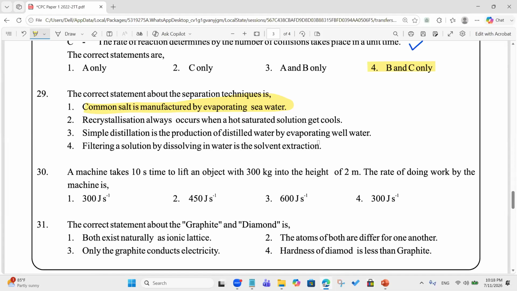Just a minute. Simple distillation is a production of distilled water by evaporating well water. It says evaporation, isn't it? Not only evaporation, right? First we have to evaporate, then we have to cool it. Okay, that means it's not completed, as I understood, right? Filtering a solution by dissolving in water is the solvent extraction.